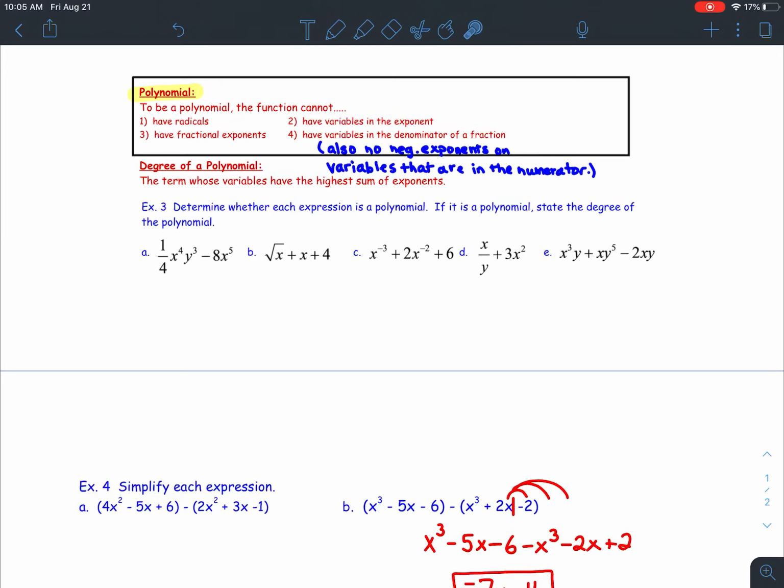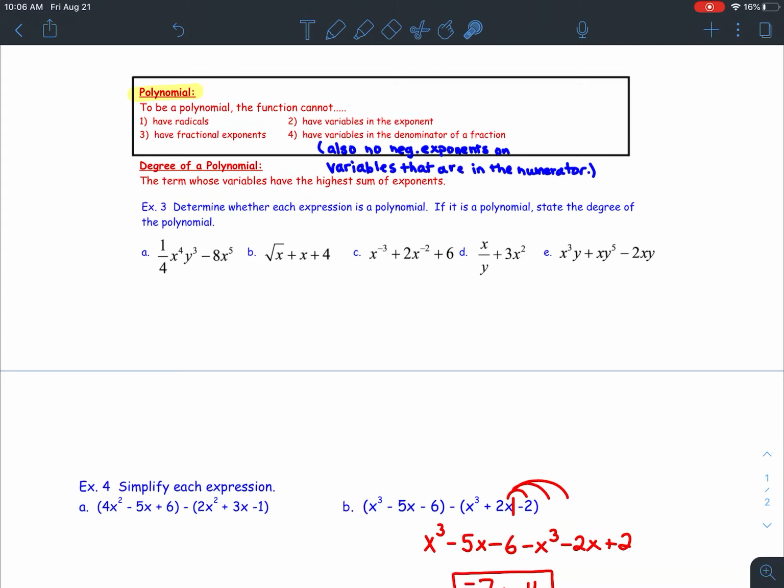Okay, and I think one of the easiest ways to discuss what a polynomial is, is to actually talk about what a polynomial isn't. So what you see in this box are four things that are sort of disqualifiers. It says here, to be a polynomial, the function cannot, and then there's a list of certain things that cannot be in your function in order to be a polynomial.